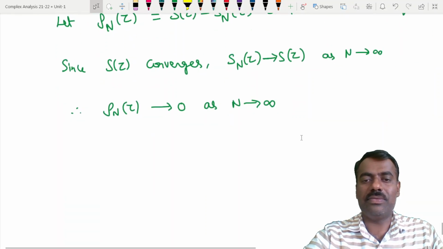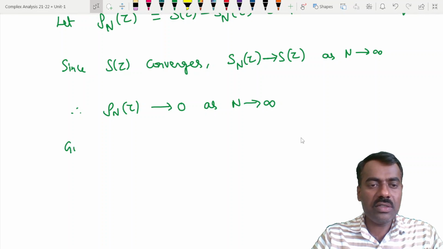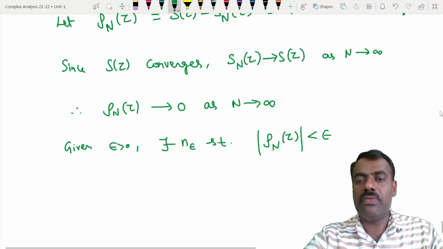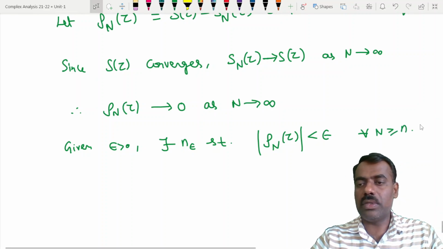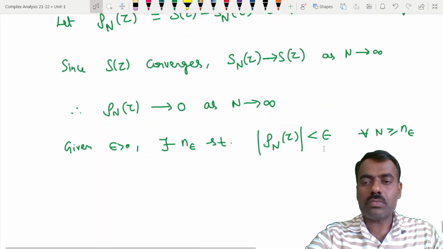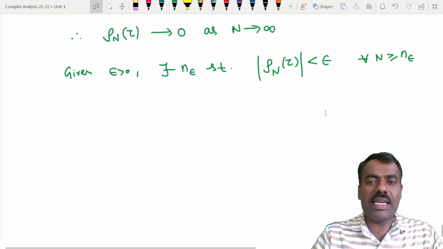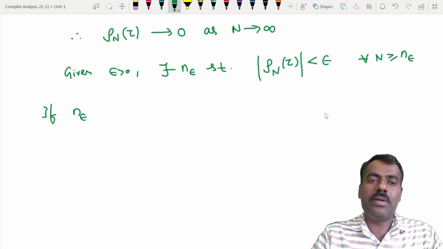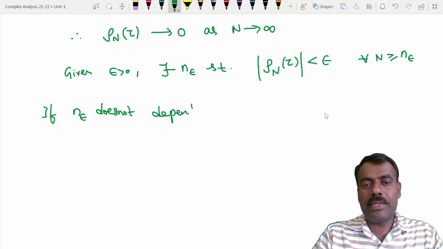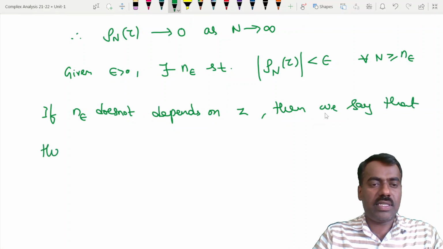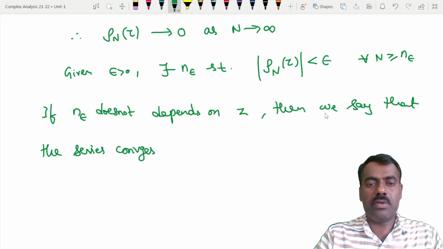Now what is meant by saying that this function tends to 0? That means given epsilon greater than 0, there exists some N epsilon such that modulus of rho n of z is less than epsilon for all n greater than or equal to N epsilon. If this N epsilon depends only on epsilon but not on any z, that is, if N epsilon does not depend on z, then we say that the series converges uniformly.